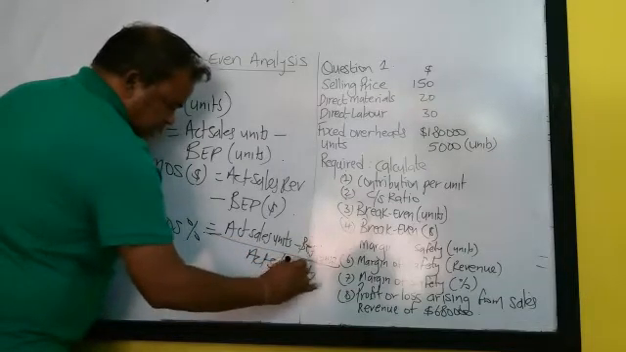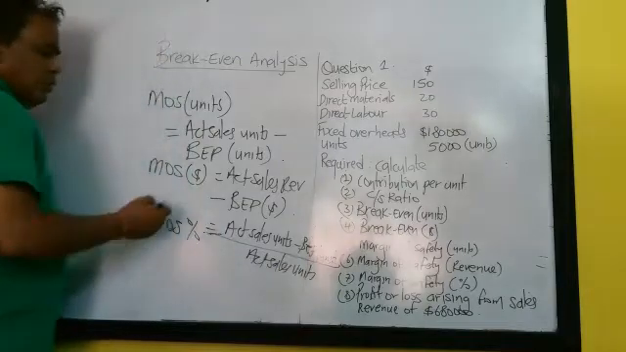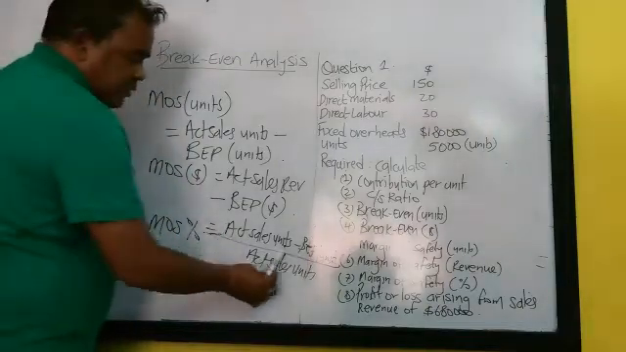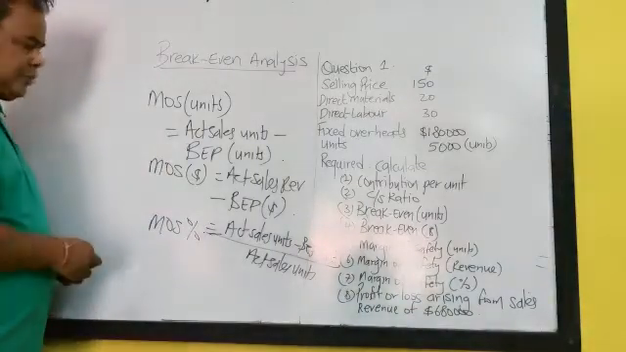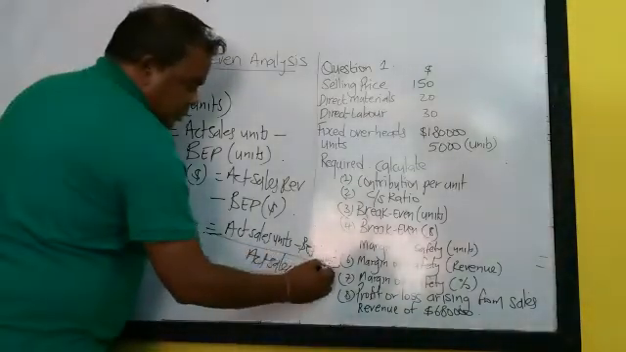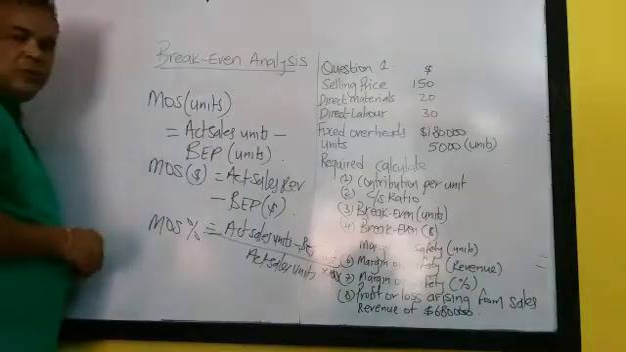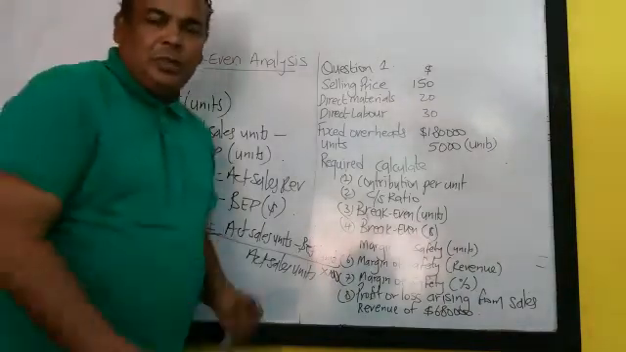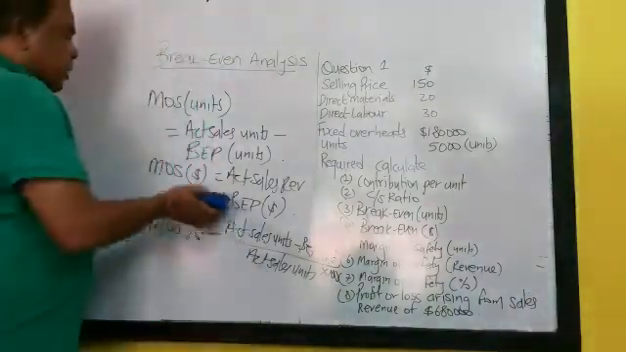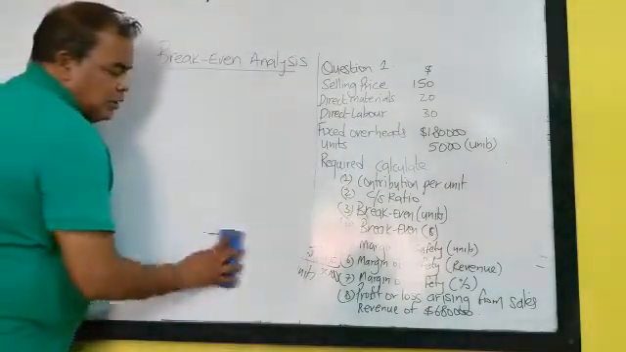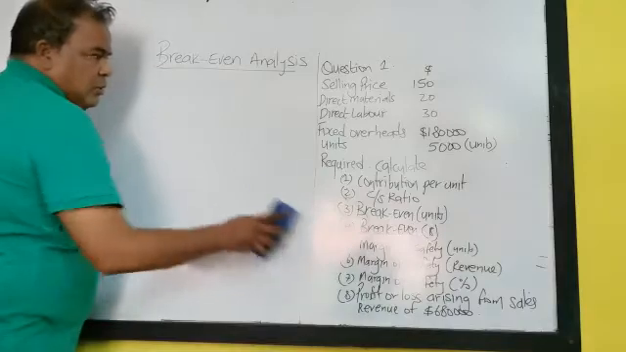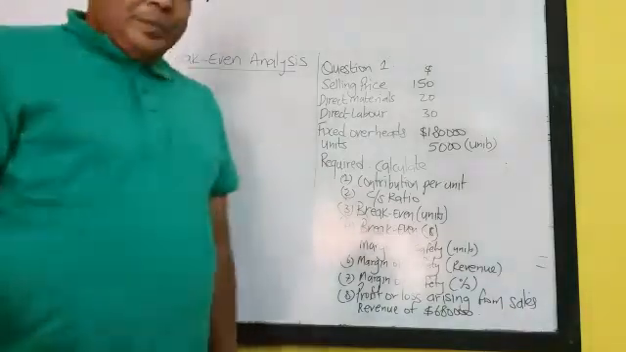If we take units, we take all units. If we take revenue, we take all revenue. Actual sales revenue minus break-even revenue over actual sales revenue times 100. So this is a different formula to calculate margin of safety. It can be in terms of units, or it can be in terms of revenue, or still it can be in terms of percentage.